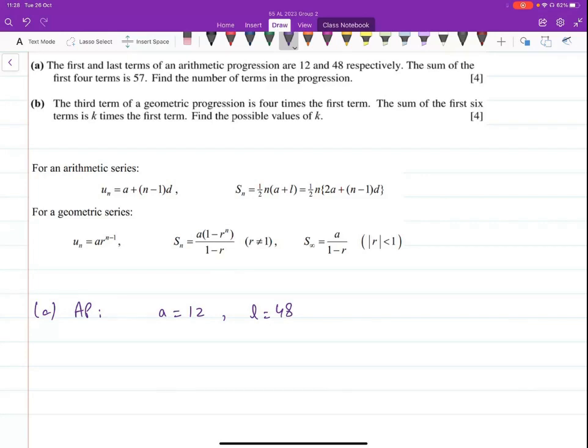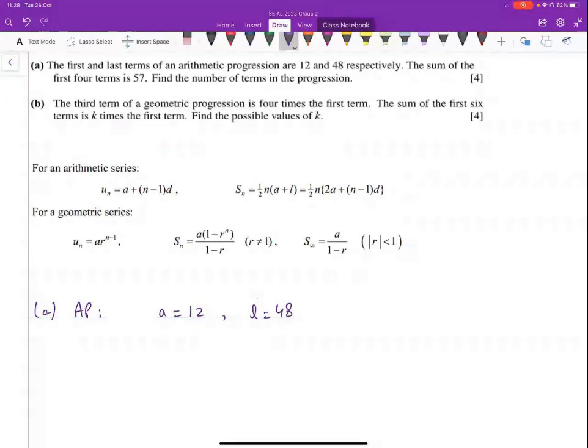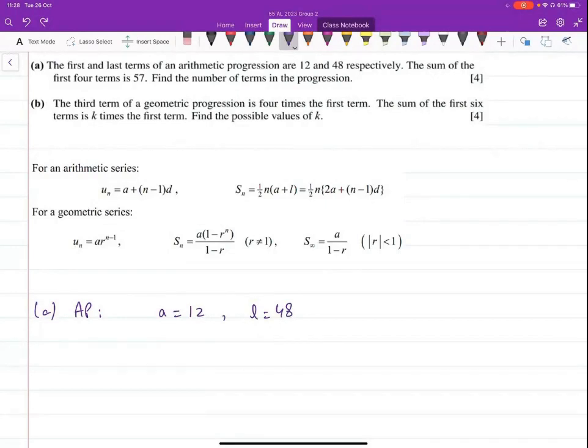अच्छा, L, remember हम last term की बात कर रहे हैं इस पूरे sequence की. We can call this the nth term as well, right? End पे जो आपके पास last number होगा. It says the sum of the first four terms is 57. That's another piece of information that we've got. That means S4 is equal to 57. Find the number of terms in the progression. Number of terms यानी कि n की value हमें figure out करनी है.